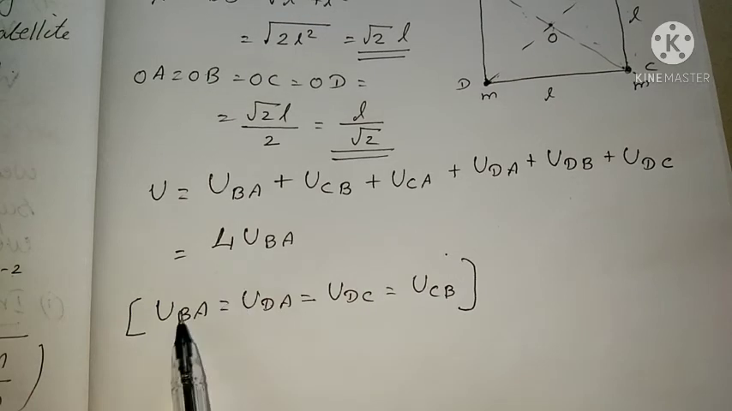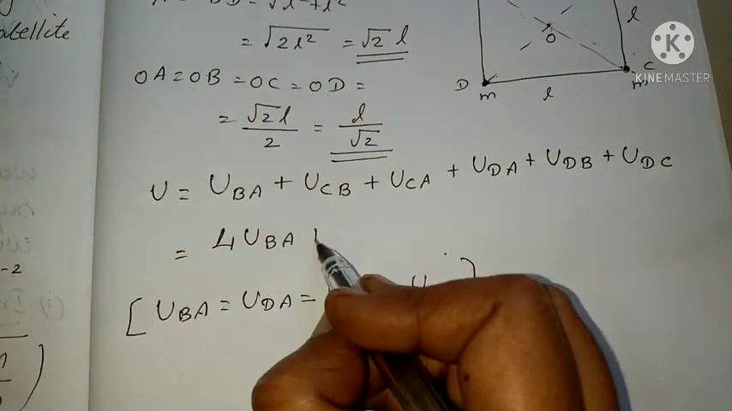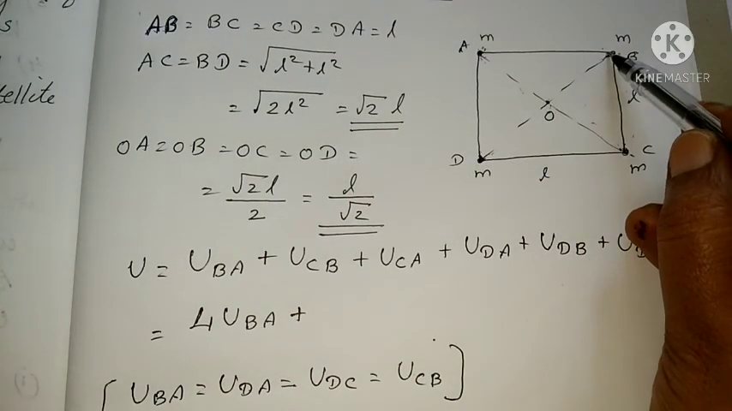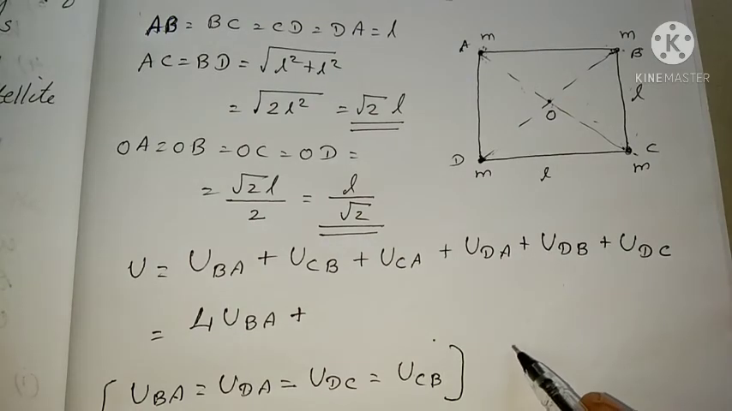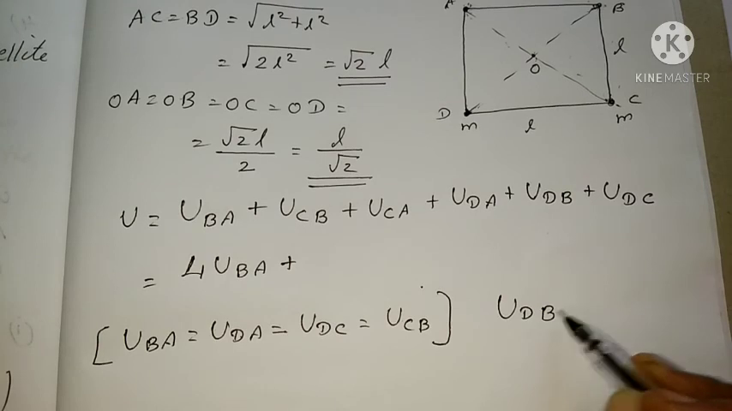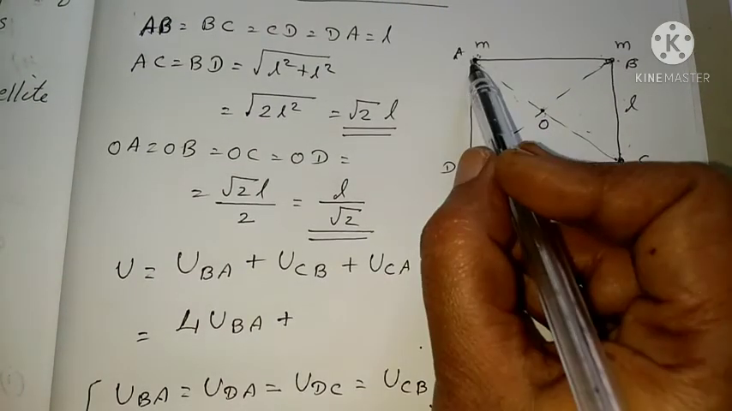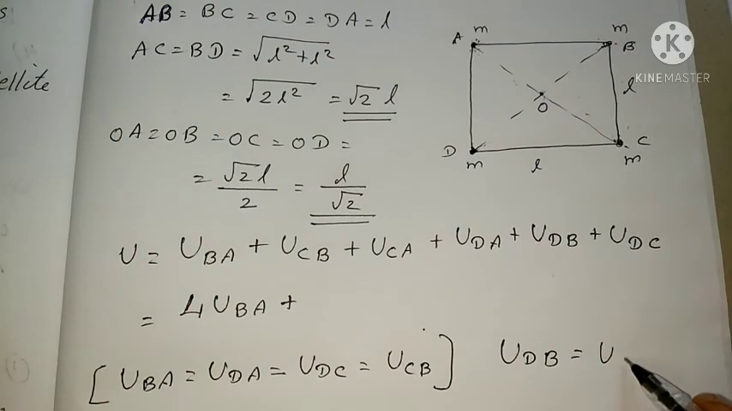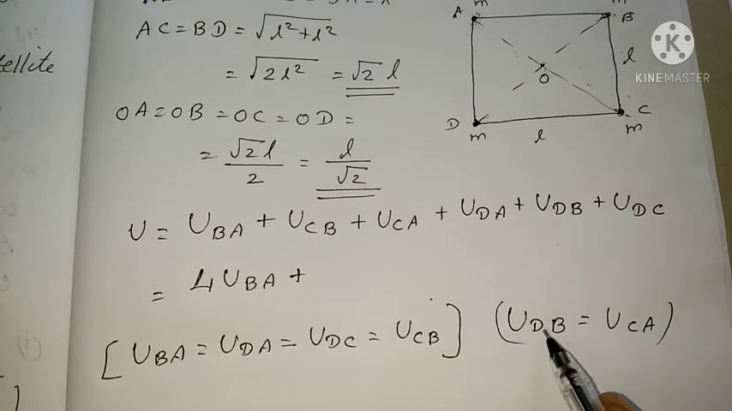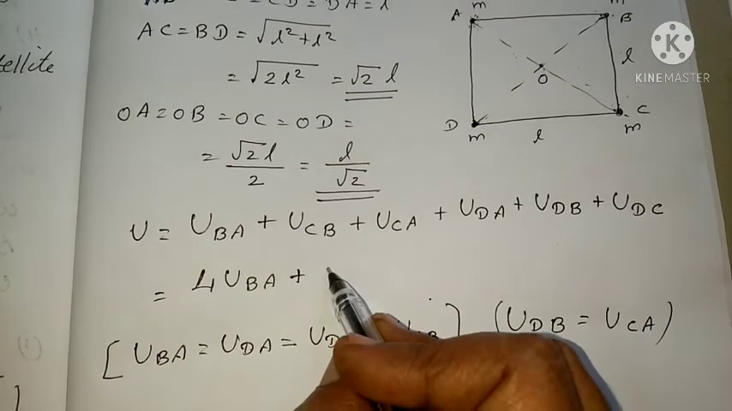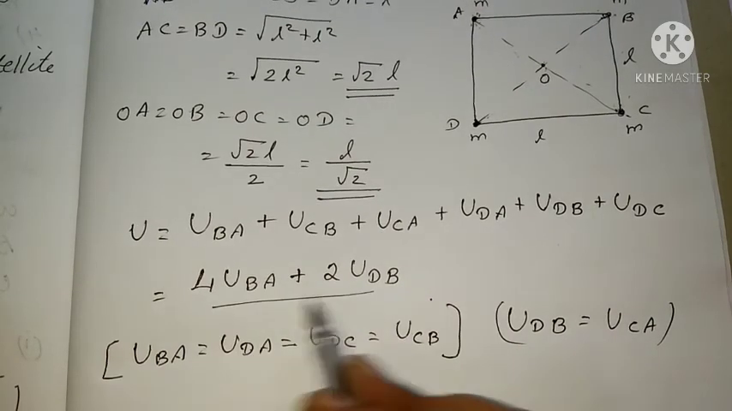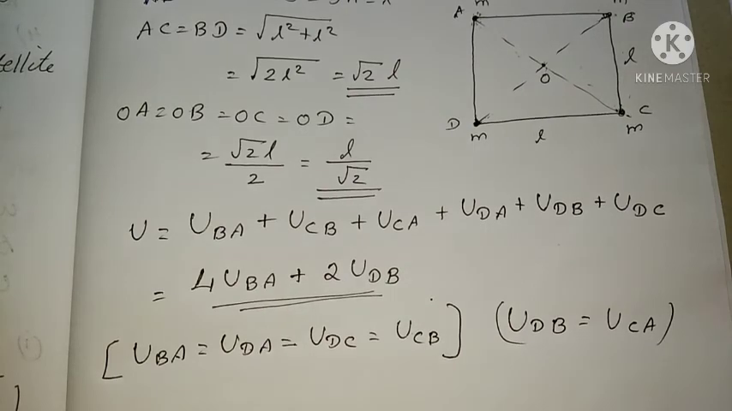So we can write 4 UBA plus, then next one, the potential energy between these 2 points, that is UDB. UDB is equal to the potential energy between these 2 points, that is UCA. These two are equal, so we can write 2 UDB. Clear? This is the total potential energy of the system of particles.